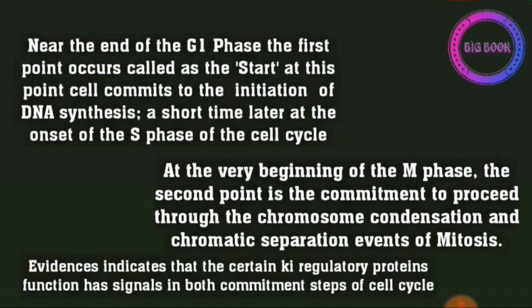So here, at the very beginning of the M phase, that is the late G2 phase, and at the commencement of the M phase, the second point is where the commitment to proceed through chromosome condensation is going to take place, and chromatin suppression events of mitosis are also going to take place. Evidence indicates that certain key regulatory proteins function as signals in both commitment steps of the cell cycle.